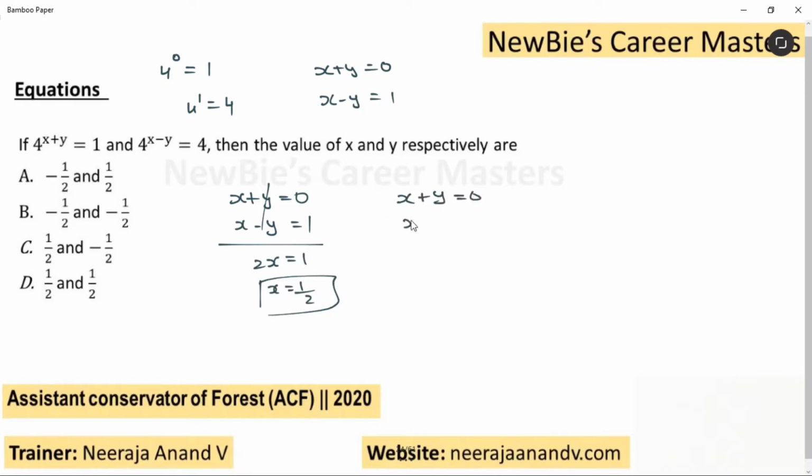what do we have to do? We have to subtract these two equations. So this is how you can subtract. That time x will get cancelled. So you get 2y is equal to minus 1. y is equal to minus 1 by 2. That's it. See, we got the answer for x and y. Option C is the answer for this question. Be very careful. The x value is 1 by 2 and the y value is minus 1 by 2.